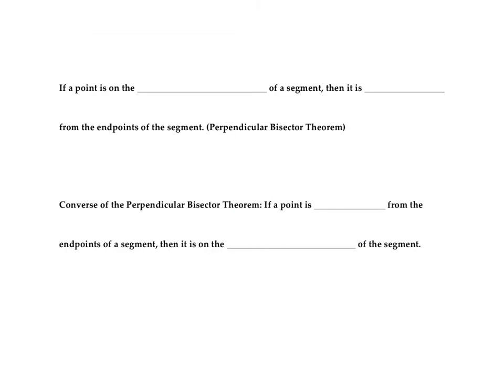So what we just proved is that if a point is on the perpendicular bisector of a segment, then it is equidistant from the endpoints of the segment. And this is called the perpendicular bisector theorem. Again, if a point is on the perpendicular bisector of a segment, then it is equidistant from the endpoints of the segment.